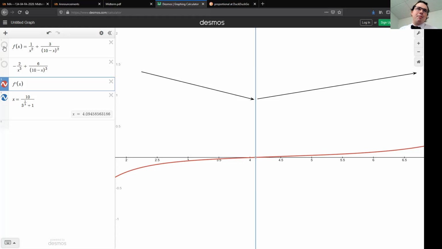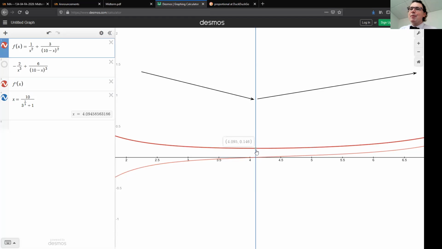So let's light up that graph of the original function. And, oh, there it is. I do have a local minimum. The x coordinate is exactly what I predicted it to be. So 4.095, or again, this was 10 divided by the cube root of 3 plus 1.